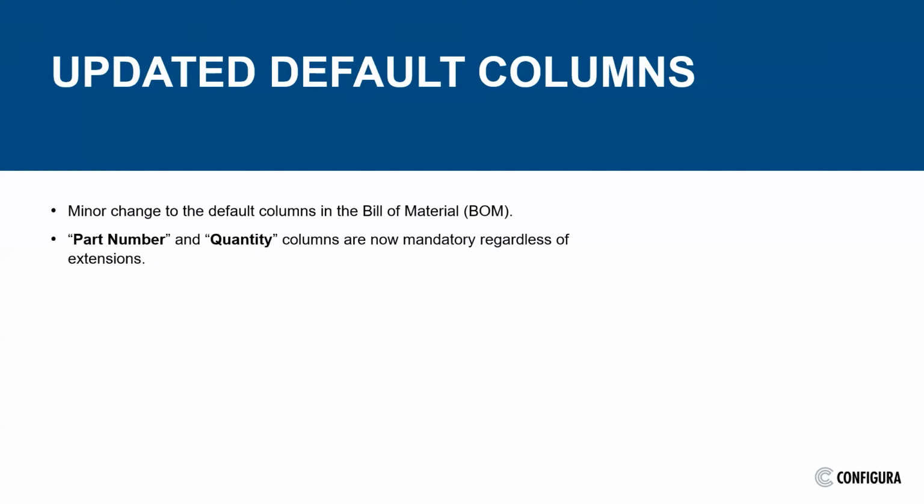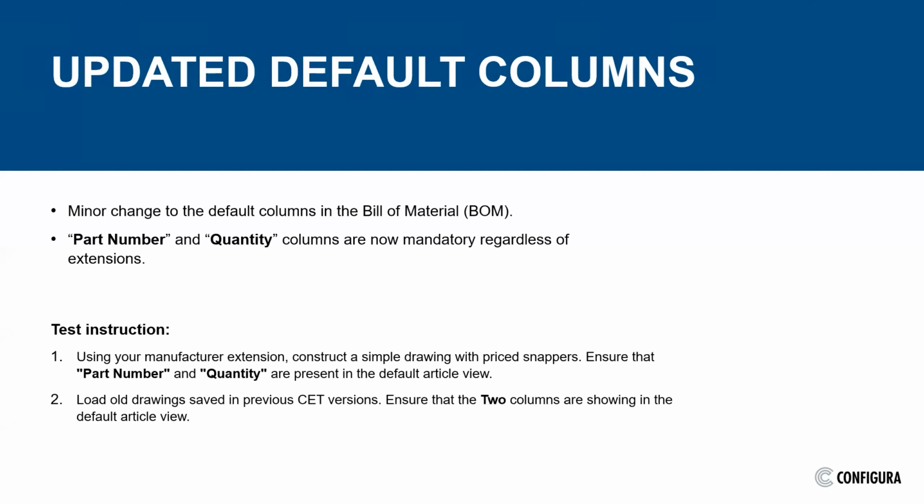The next one is regarding the default columns update in the calculation dialog. There has been a minor change to the default columns in the bill of material. Regardless of any extension, the part number and quantity columns are now mandatory. To test this out, using your own manufacturer extension, construct a simple drawing with snapper with price, and then ensure that part number and quantity are present in the default article view in the bill of material. And also don't forget to load old drawings saved in previous CET versions, and make sure that these two columns are showing in the default article view.